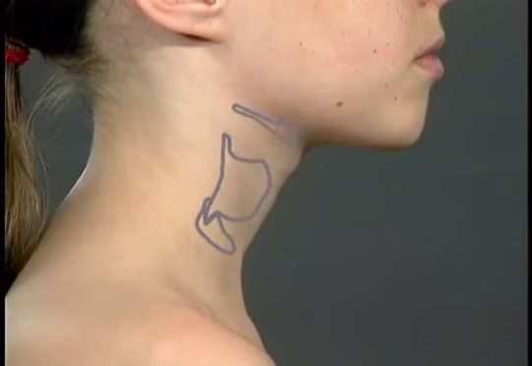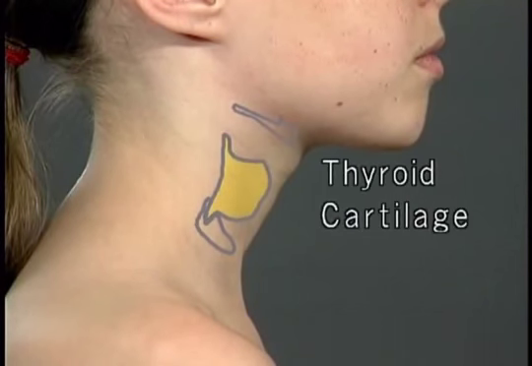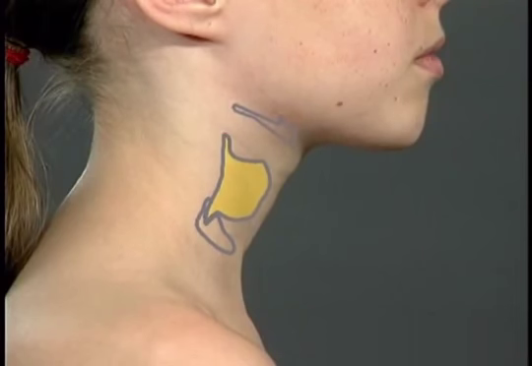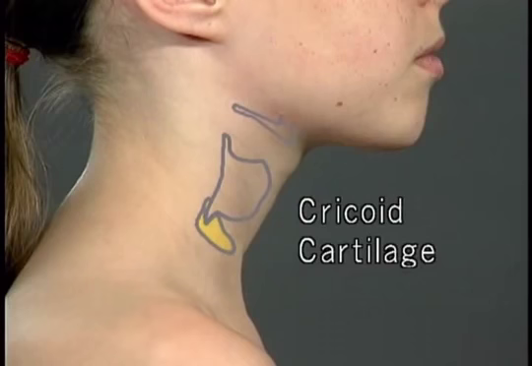Now that we've looked at the salivary glands, we'll move on to complete our picture of the structures around the oral cavity by looking at the pharynx. To understand the lower part of the pharynx, we need to look at two important structures that we haven't seen yet, the thyroid cartilage and the cricoid cartilage. The thyroid cartilage is here, below the hyoid bone. The cricoid cartilage is here, just below the thyroid cartilage.